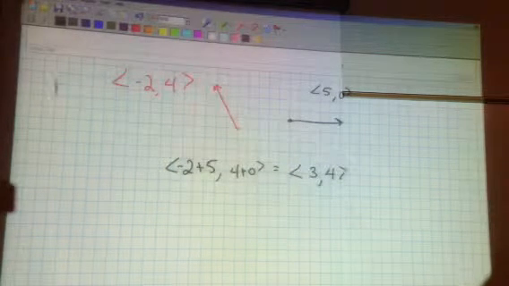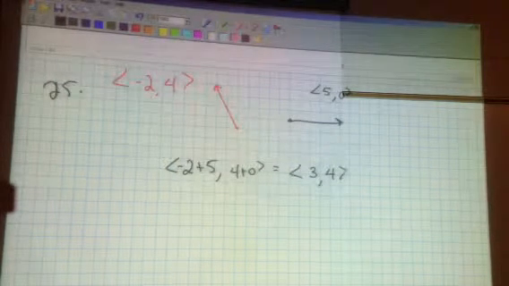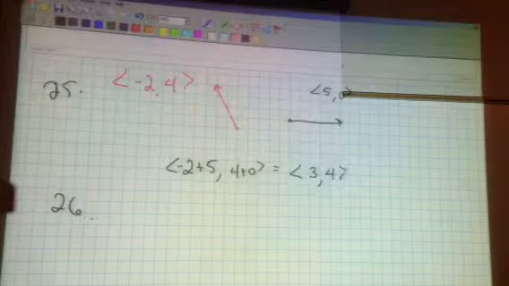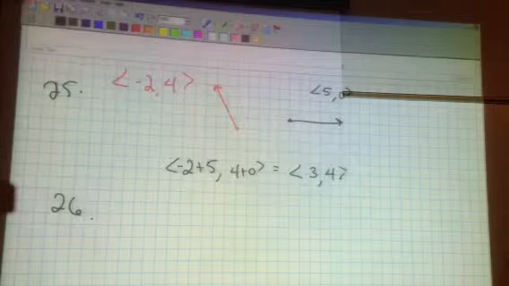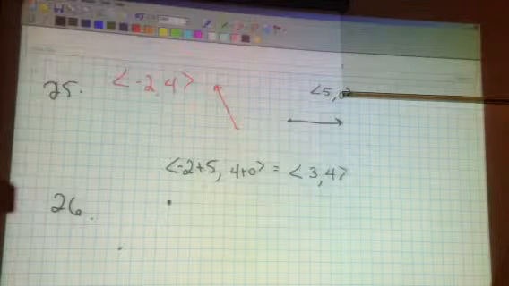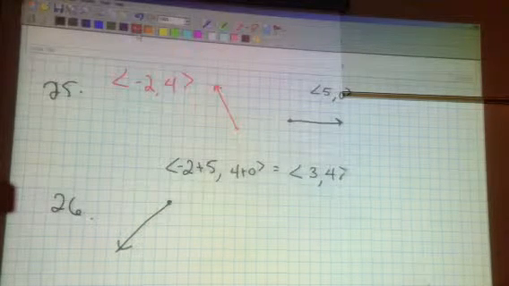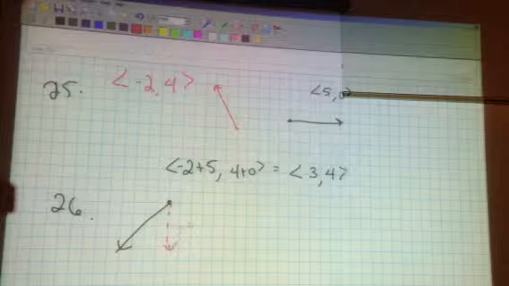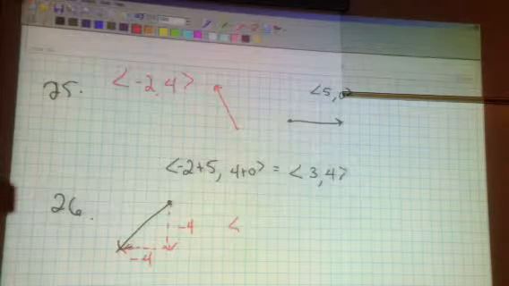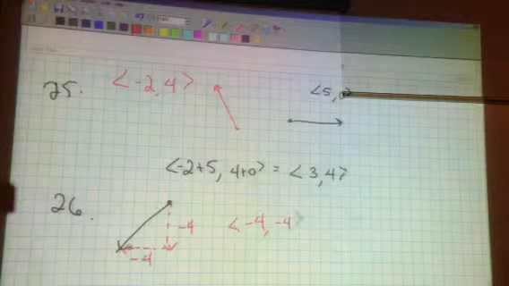Oops, sorry, that was 25. This is 26. Write the vector in component form. So you can see it in that little picture over there. You can see how it goes down 4 and back 4. So it looks like this, and again, you're going down 4 there, and you're going back 4 over here. So the component form would be -4, -4.